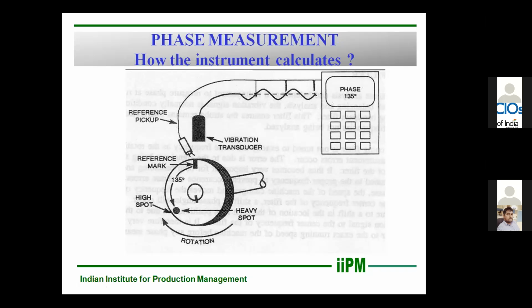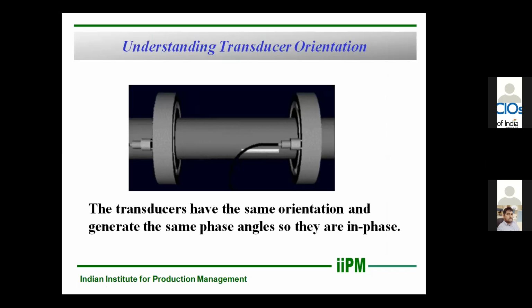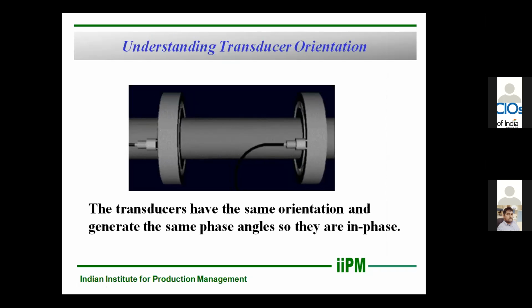And relative phase is something where, if you have a dual channel analyzer, it will give you the phase angle between one channel, one sensor, and another sensor. So this is called relative phase. So then you will see that your problem is identified.